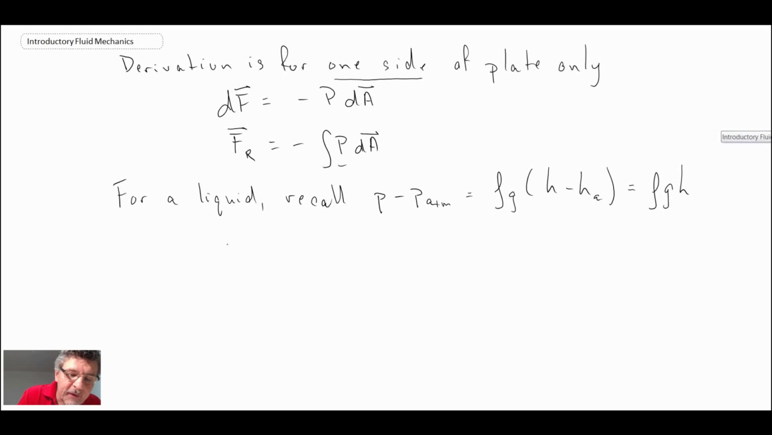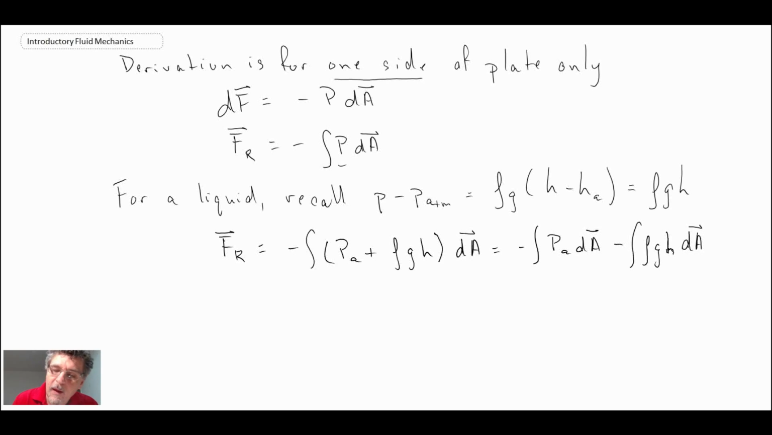So with the pressure distribution, what we can do is write out the force. So we get this relationship here, and notice I've been using PA and P atmosphere. That's referring to the same thing, so just be aware of that. Now with this, what we know is the atmospheric pressure is not a function of location on the plate. Atmospheric pressure is a constant, so we can pull that out and integrate that first term without a problem.